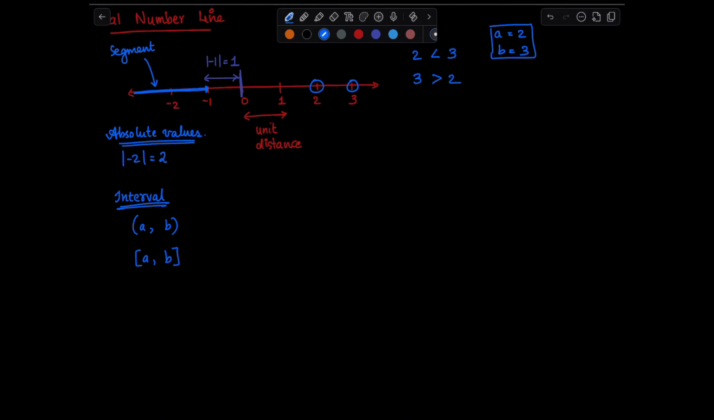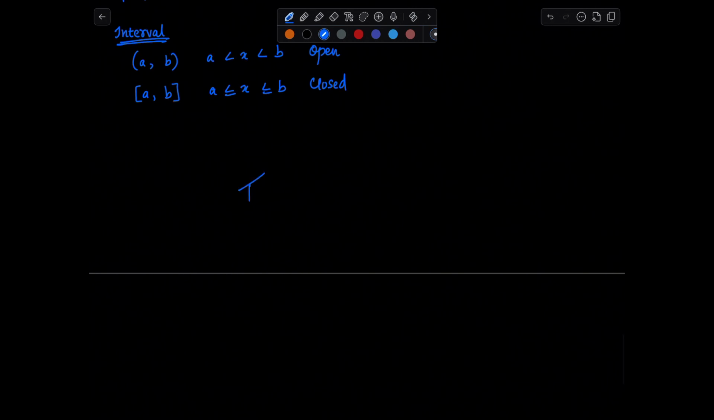We also get to choose if we want to include the endpoints in our interval. If we choose to include them, then our interval is called a closed interval. If we choose to exclude them, then it becomes an open interval. That's all we have in this session.